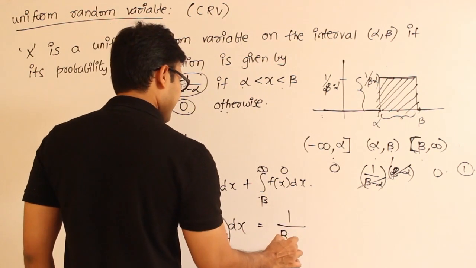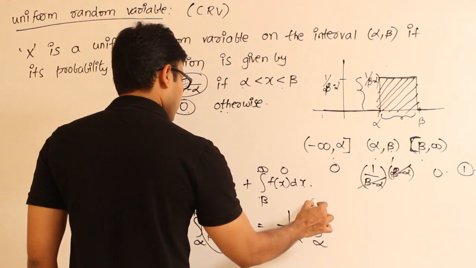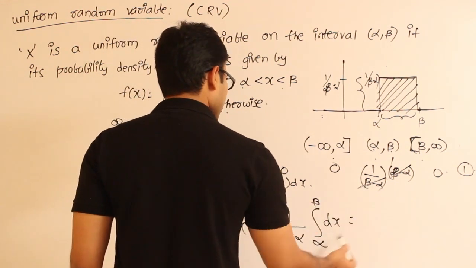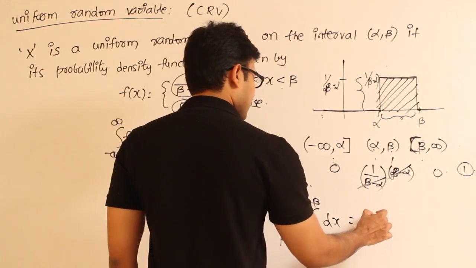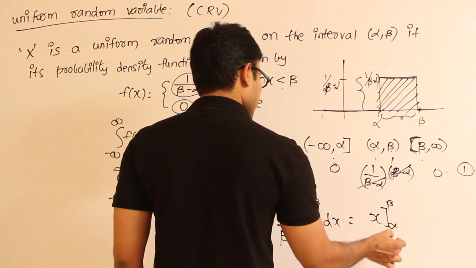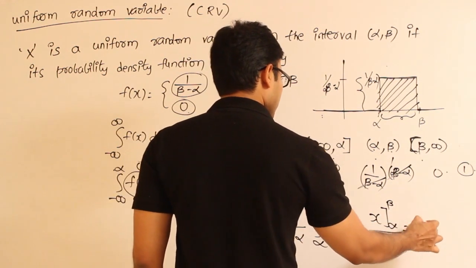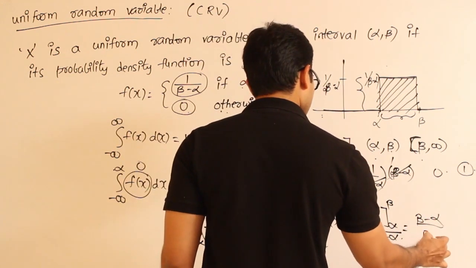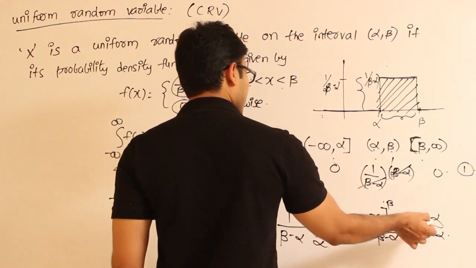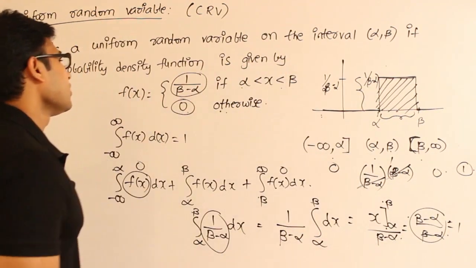1 by beta minus alpha, integrated from alpha to beta dx. What does it mean? It is x from alpha to beta, divided by beta minus alpha, which is nothing but beta minus alpha by beta minus alpha, upper bound minus lower bound, right? Beta minus alpha, which is again 1, so it is 1. So that is the meaning of it.